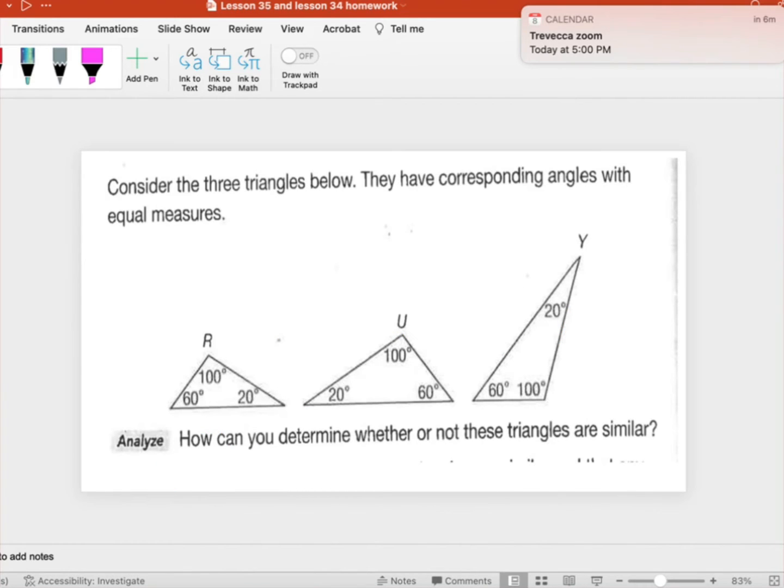All right, so consider the three triangles below. They have corresponding angles with equal measures. So we have 60, 120, 60, 120, 60, 120. These are all the same measures of the angles. How can we determine whether or not these triangles are similar? Here they all have the same angles in the same order, don't they? If that's true, let's look at this.